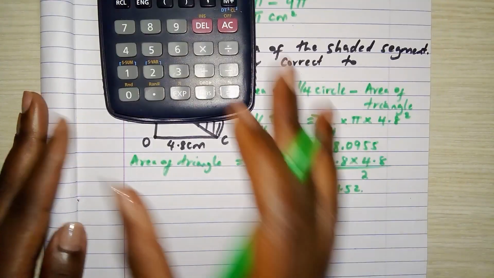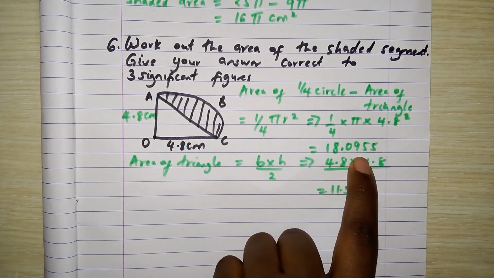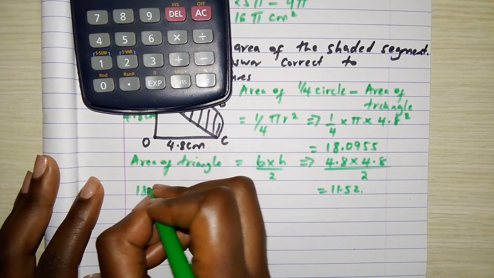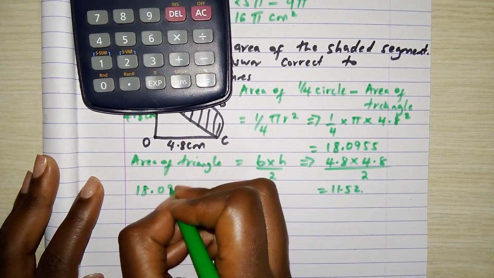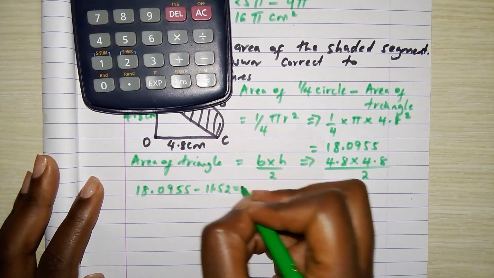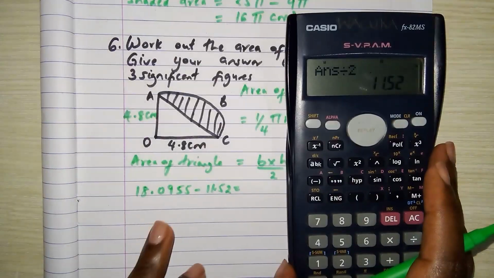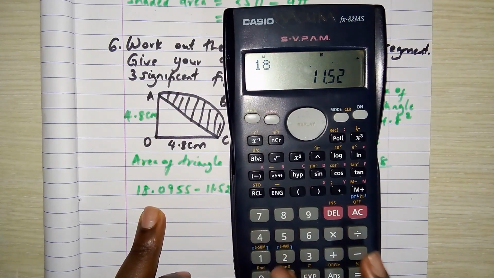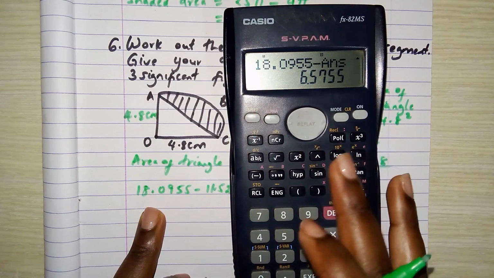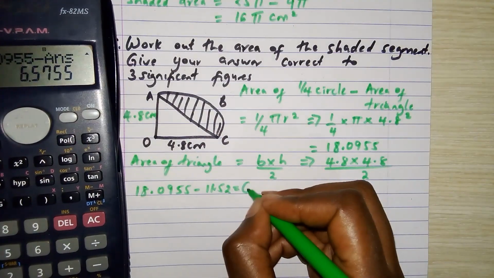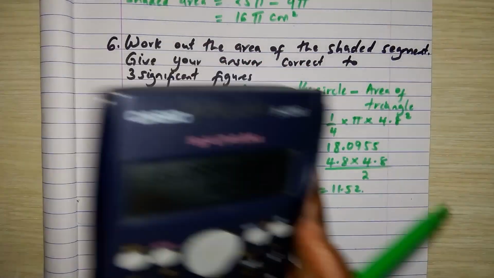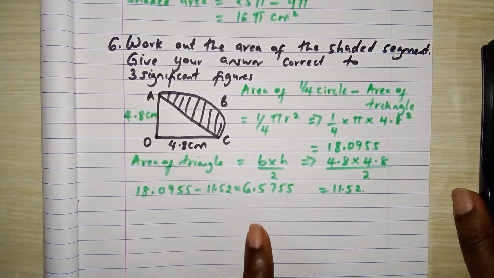So now the shaded part will be the area of the quarter circle minus this. So we do 18.0955 minus 11.52. So here I'll just put 18.0955 minus 11.52, and the answer is 6.5755.